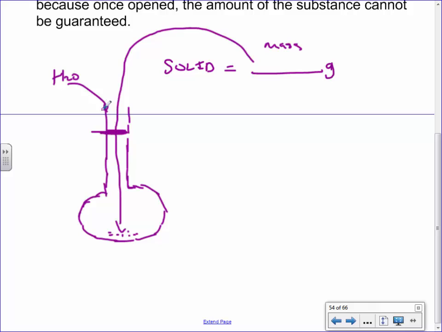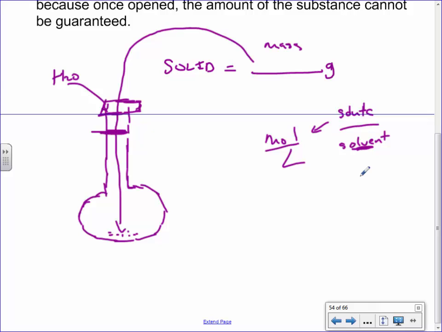Once you make the solution, you have to put a cap on the solution. Why do you have to put a cap on the solution? So it doesn't evaporate, yeah. Because if we just left it open to the air, then the liquid would evaporate. And you know how concentration is moles per liter? It's moles of solute per volume of solvent. If you were to allow your solvent, your water, to evaporate, it would actually cause your concentration to increase. In general, solutions increase in concentration over time.